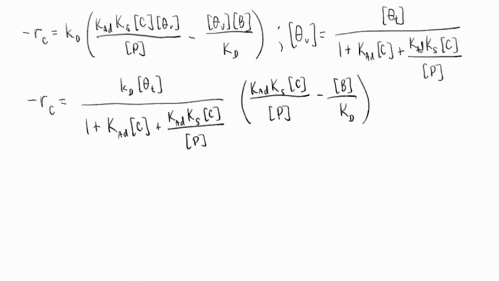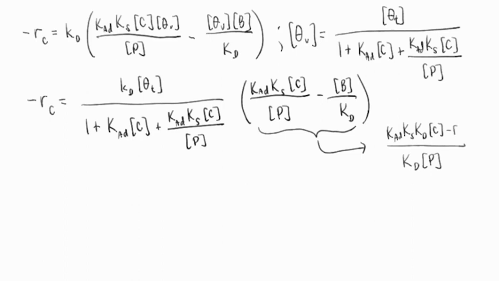From the terms in the parentheses, we can simplify this by having a common denominator. The common denominator is capital KD and the concentration of propylene. We now have the expression capital K adsorption, capital K surface reaction, capital K desorption times the concentration of cumene minus concentration of benzene times the concentration of propylene.